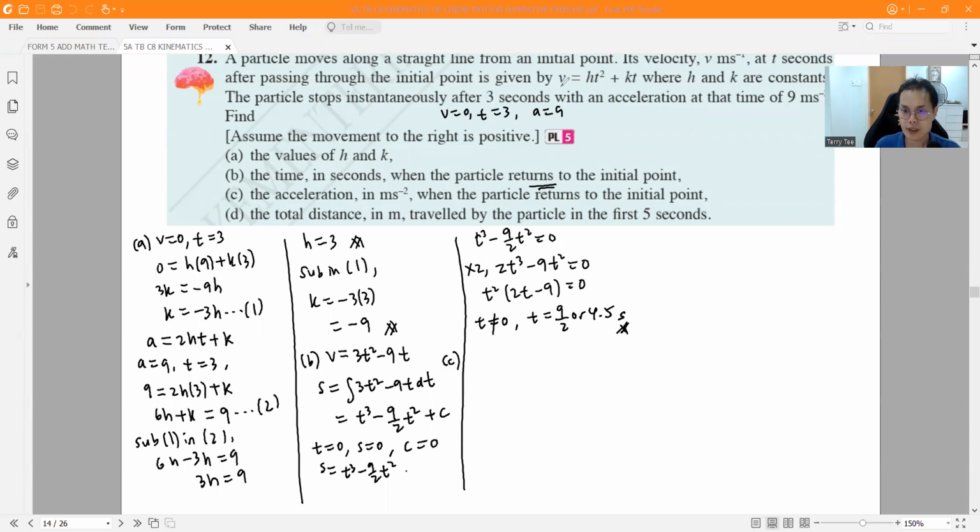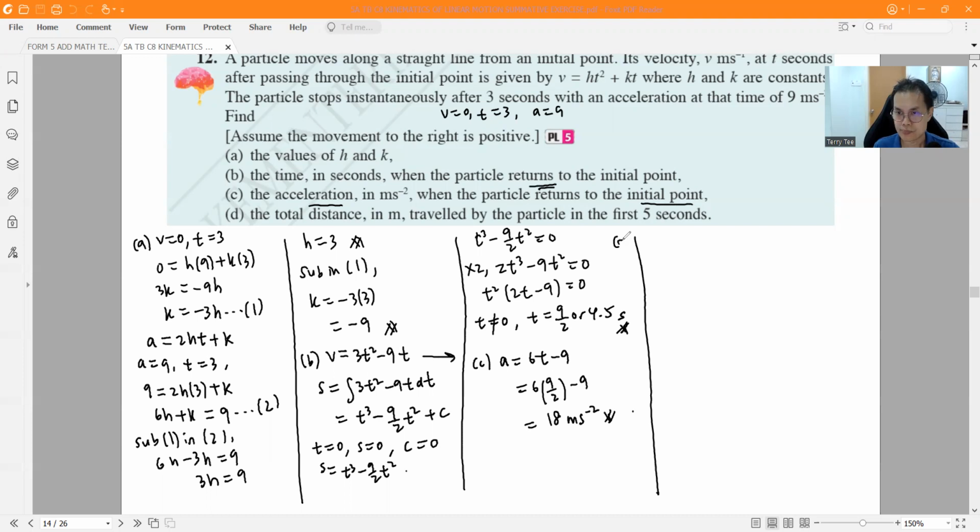In part C, you're finding the acceleration when it returns to the initial point. That means we need to take 4.5, or 9 over 2, and sub it into a. I have my a actually, but I think it's easier to take this and differentiate: a is 6t minus 9. Let's put 9 over 2 or 4.5 inside. Cancel, 3 times 9 is 27. 27 minus 9 is 18 meters per second squared. Oh, this is very long.